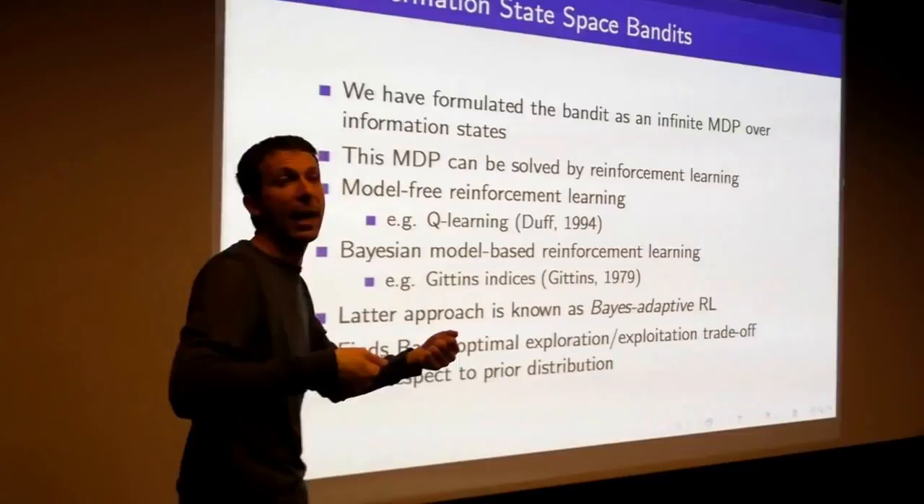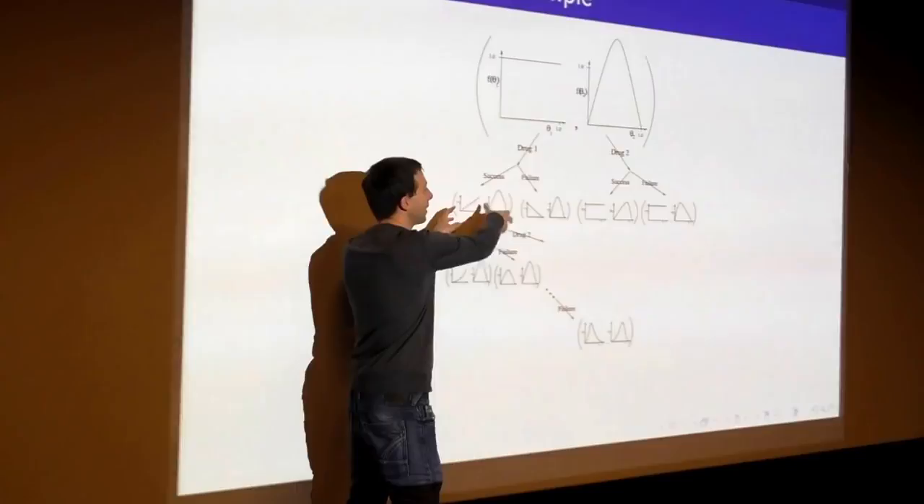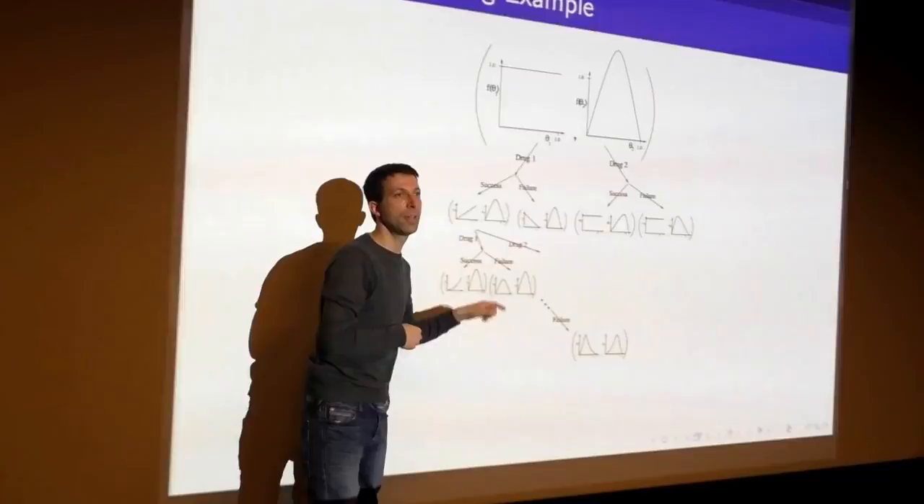So the Bayes-adaptive idea is that in each state, you summarize all the information you know about that state by some distributions over how well your actions will perform. And then you solve for the MDP, where at each state you've got some distribution.